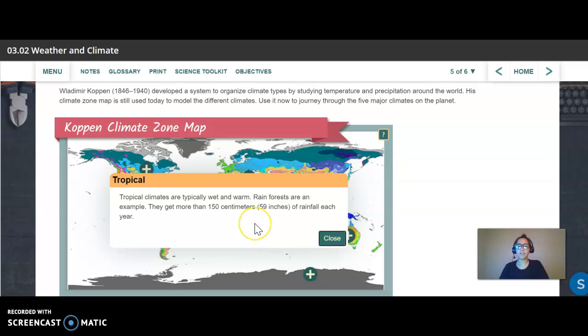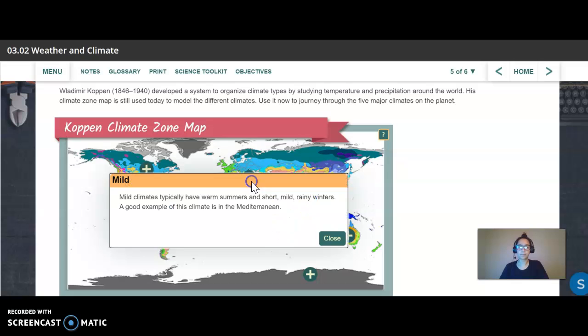Other places are called tropical, and tropical climates are typically wet and warm. Rainforests are an example because they'll get over 59 inches of rainfall each year. Other climates are described as mild, and mild climates typically have warm summers and short, mild, rainy winters. A good example of this is the climate in the Mediterranean.